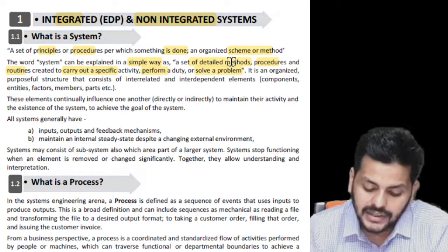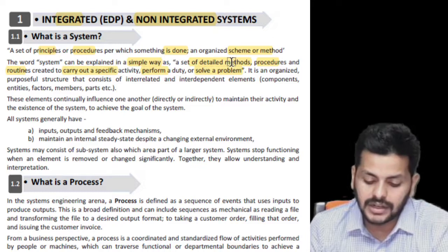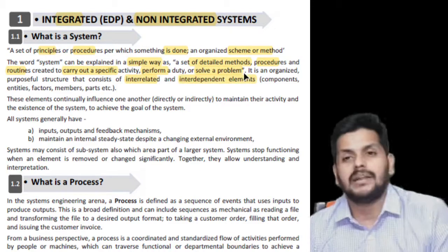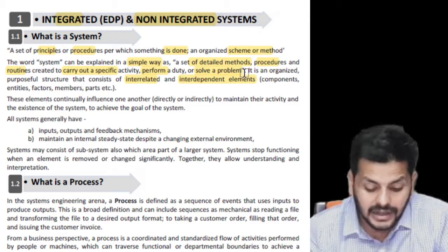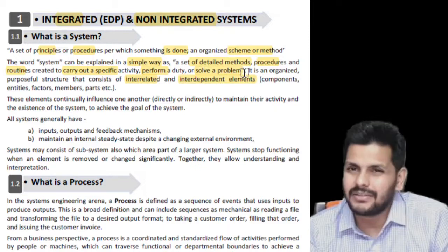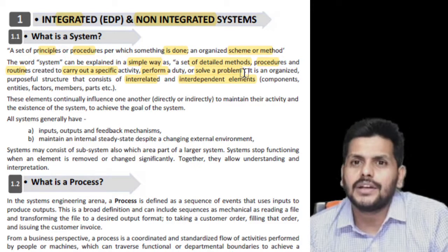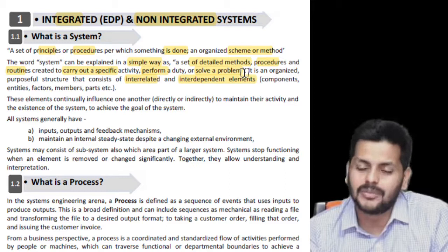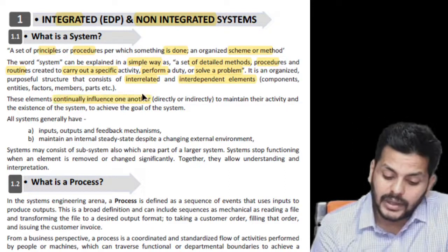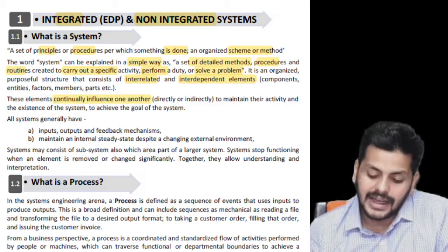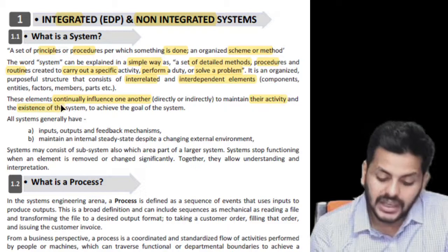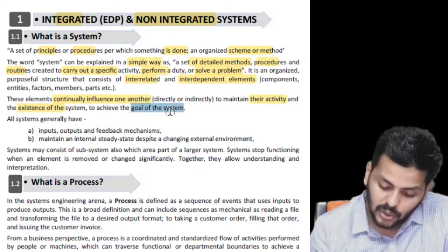It's an organized, purposeful structure that consists of interrelated and interdependent elements. Two things: interrelated and interdependent elements. We can even call them components, parts, whatever. The simple word is parts; components is the more polished word. So components also mean parts only, different parts, right? These elements continuously influence one another, directly or indirectly, to maintain their activity and the existence of the system, to achieve the goal of the system.